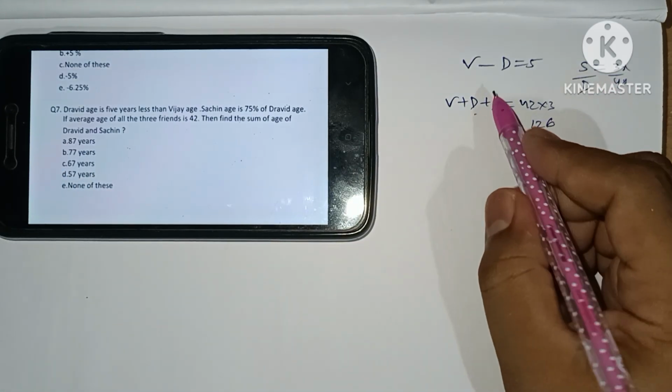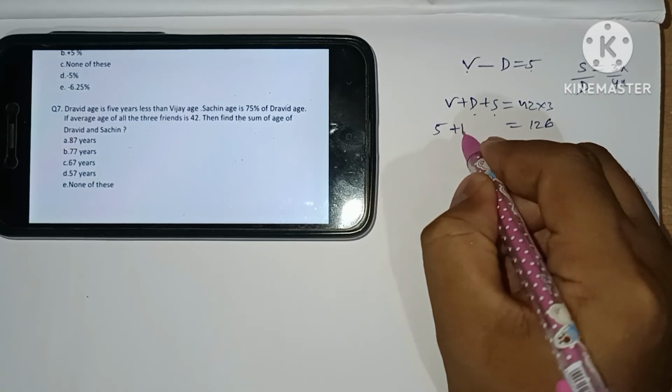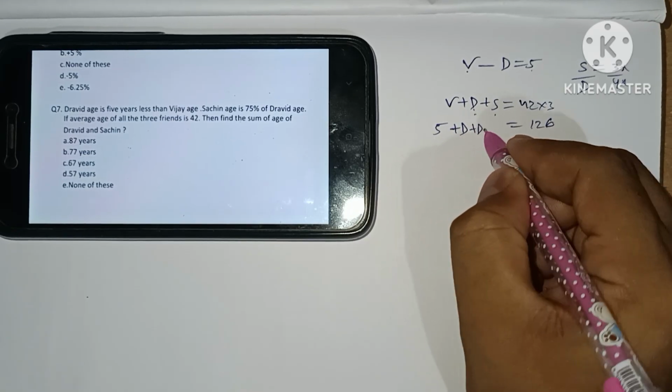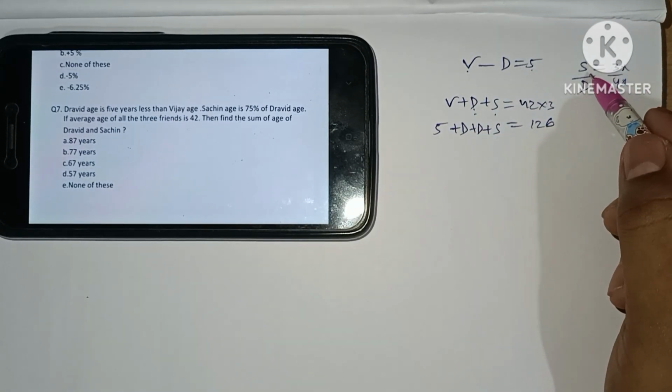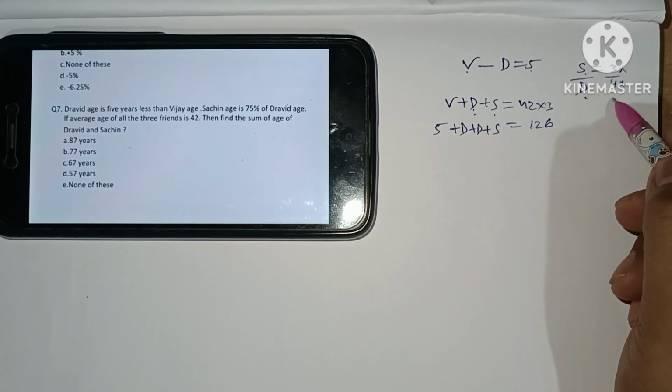Now we have V equals 5 plus D. Again we have D plus S. We already know that S and D have a ratio of 3 and 4.